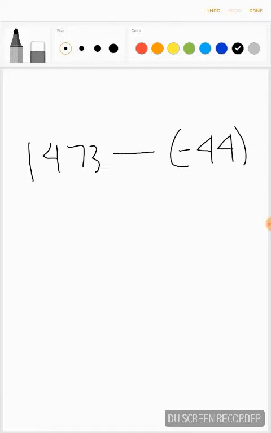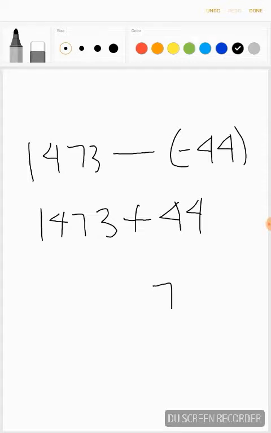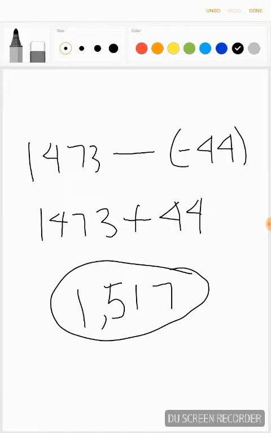So here we are. We're subtracting integers again. So we're going to keep change. We're going to keep the first number. Change subtraction to addition. And now that negative is now going to be a positive 44. Now we're just adding. So 4 plus 3 is 7. 7 plus 4 is 11. We're going to carry our 1. That's a 5. 1. So you should have $1,517 is the difference between the two accounts.